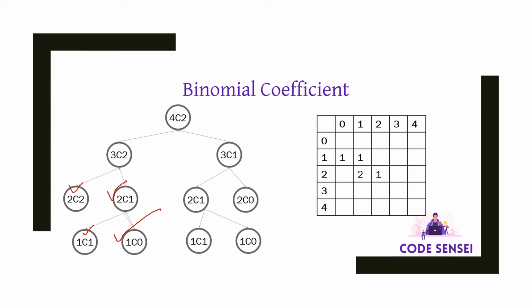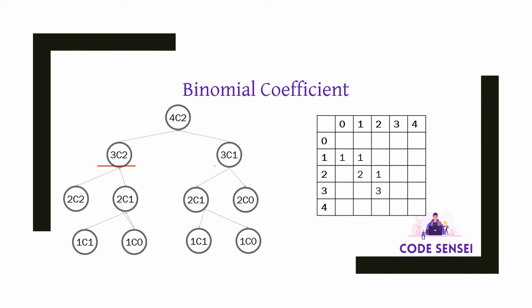So, we have found 2C2, 1C1, 1C0 and 2C1. Now, to find the value of 3C2, we have to add the values of 2C2 and 2C1. First, we go into the table and look for the value of 2C2. The value is 1. And we go into the table to find the value of 2C1. The value of 2C1 is 2. So, the value of 3C2 is going to be 2 plus 1, which is 3, right? So we have found the value for 3C2.